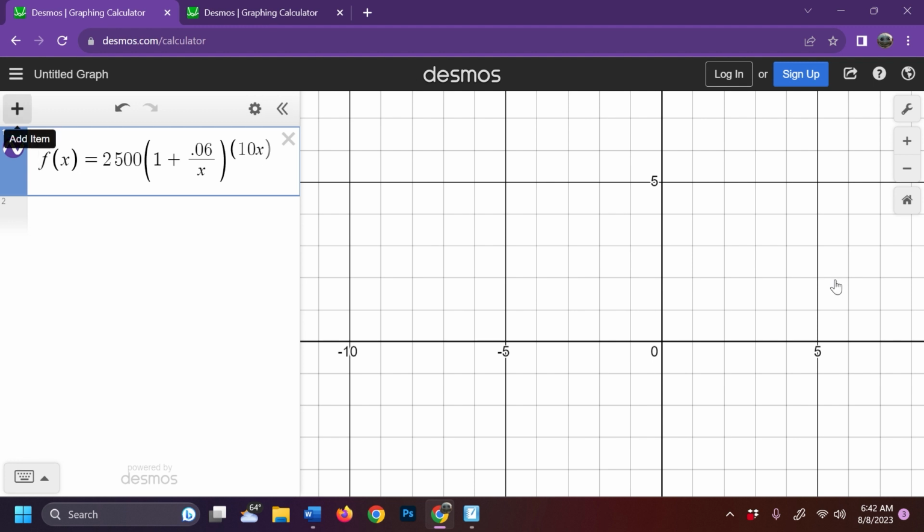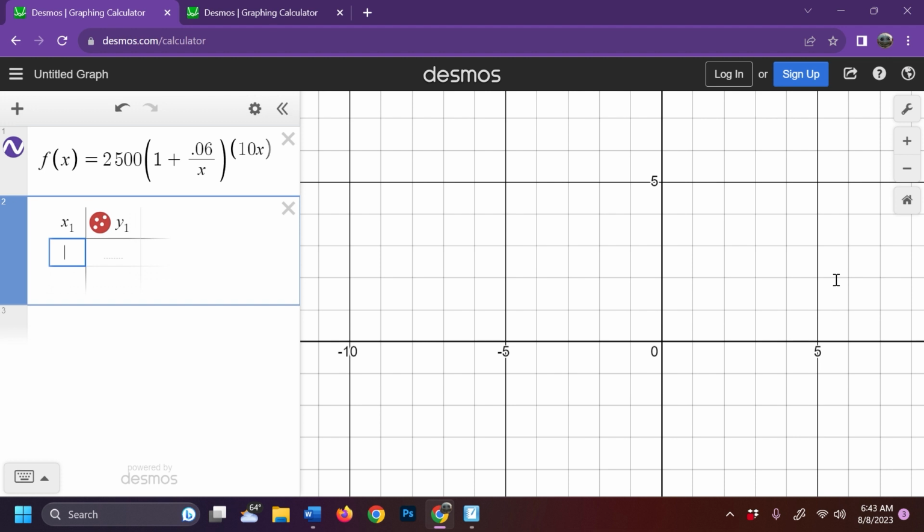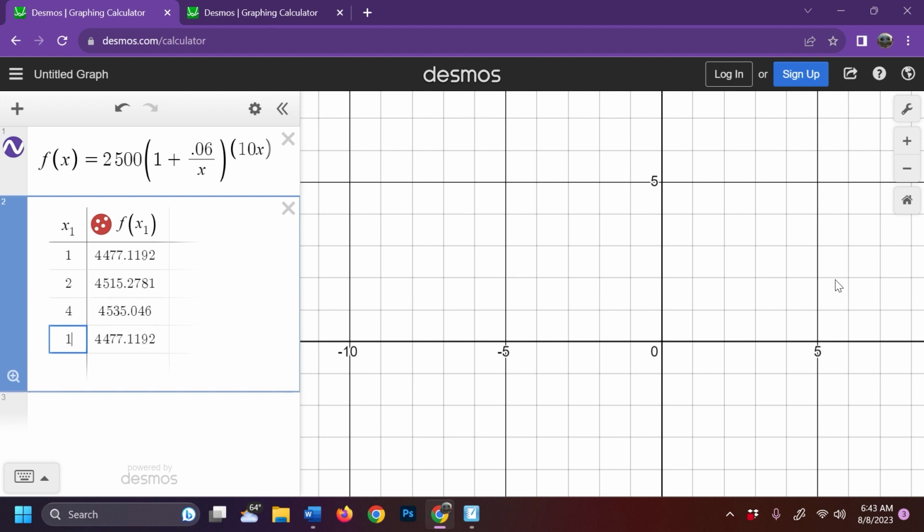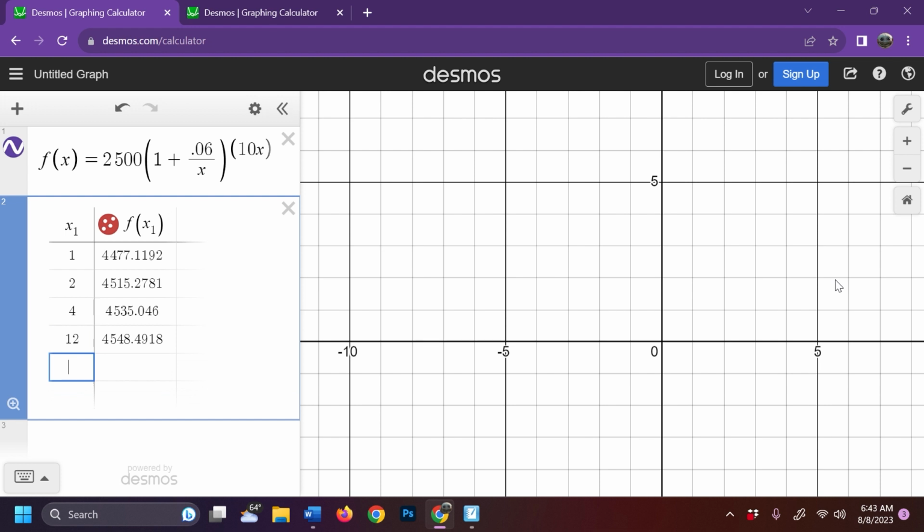We're going to make a table, so I'll add a table, and then I will change my y1 into f of x1, and then anything I plug in for x will come up. So they wanted simple interest, which is 1 time, and then 2 times a year, so semi-annually, and then 4 times a year, so quarterly, and then 12 times a year, so monthly, and then 365, so daily.